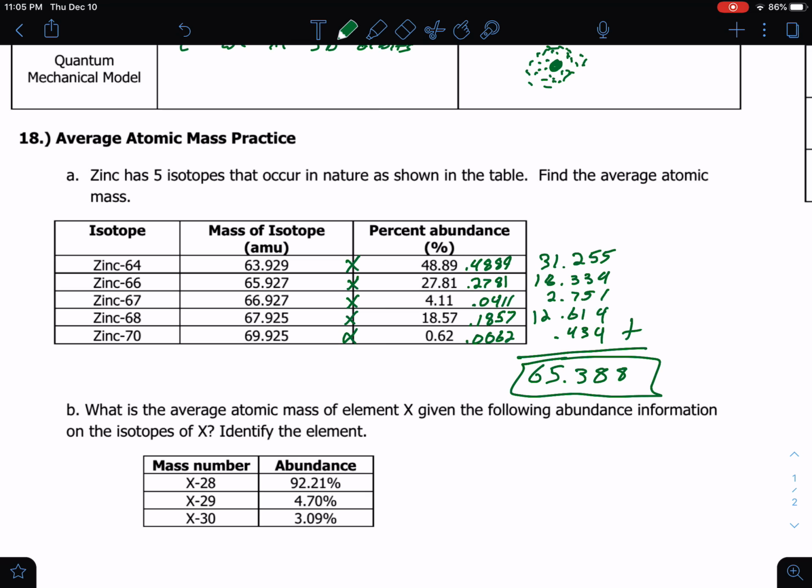All of these individual masses, like here, here, here, here, here, are all isotopes. These are all zincs, but they're different because of their number of neutrons. So you can see clearly that zinc 70 is not very common. It only happens 0.62% of the time, versus zinc 64, which happens in nature 48.89% of the time. So that's a lot more common.